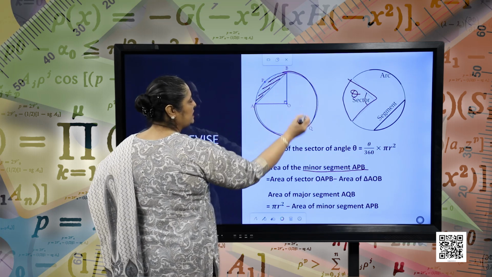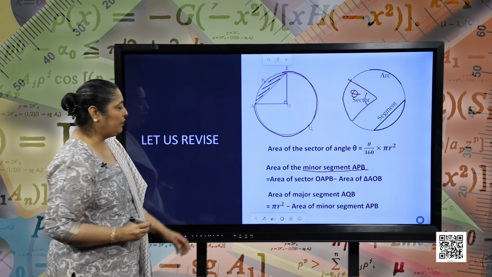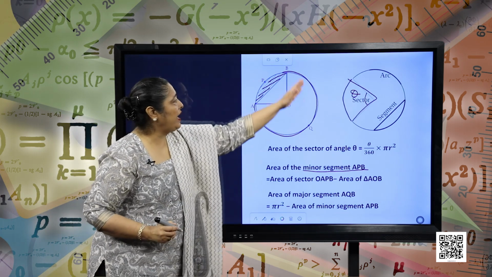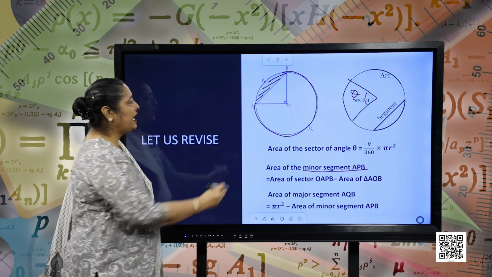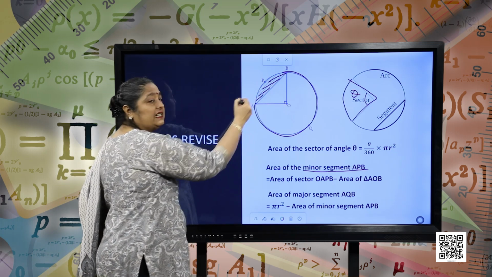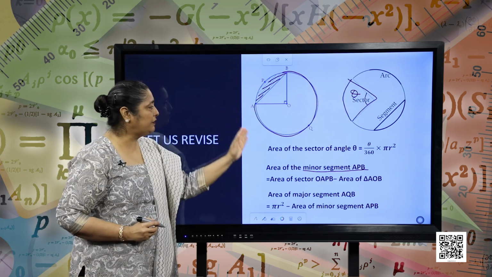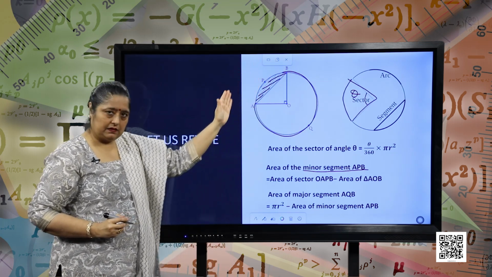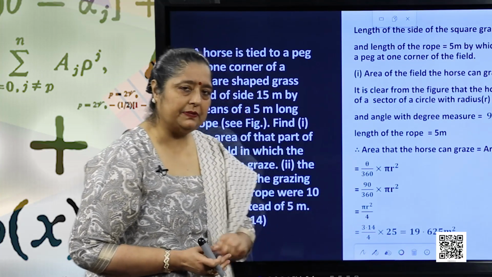This is the major segment AQB. Then the area will be pi r square, the area of the complete circle, minus the area of this minor segment, right? The minor segment area subtracted from the complete circle. So, let us move forward and solve some examples.